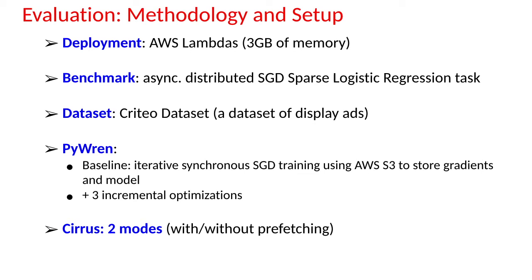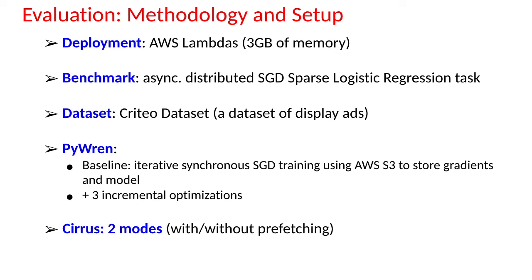It is a dataset of displaying ads. Also, as a baseline, it uses PyWren, which is iterative synchronized SGD training using AWS S3 to store gradients and model. It also uses 3 plus 3 incremental optimizations as a baseline. CIRRUS is set up in two different modes: one with prefetching and another without prefetching.